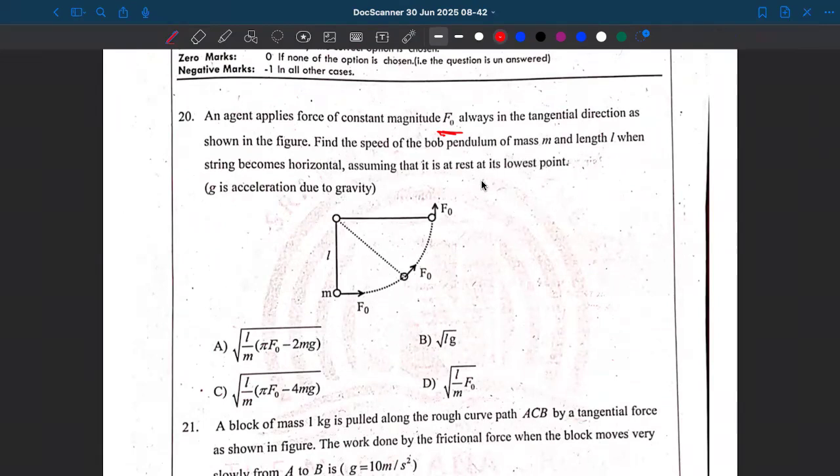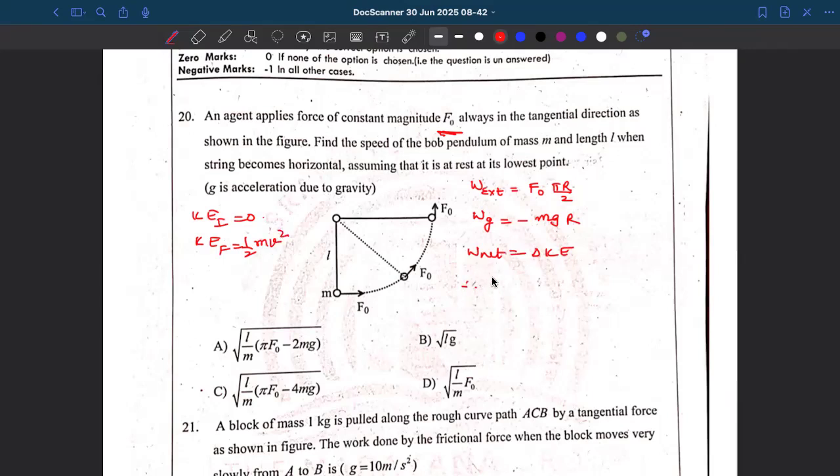Now, what are the works happening over here? The external force does a work of F0 times pi r by 2. Accepted or not? And gravity does a work, if it is in the vertical sense, minus mgr. That's all. There is no other force. So net work done is change in kinetic energy. Initially, KE initial is 0. Let KE final be half mv square.